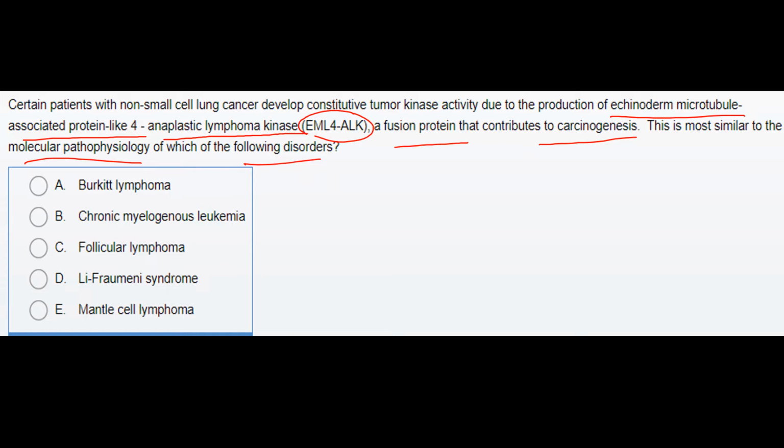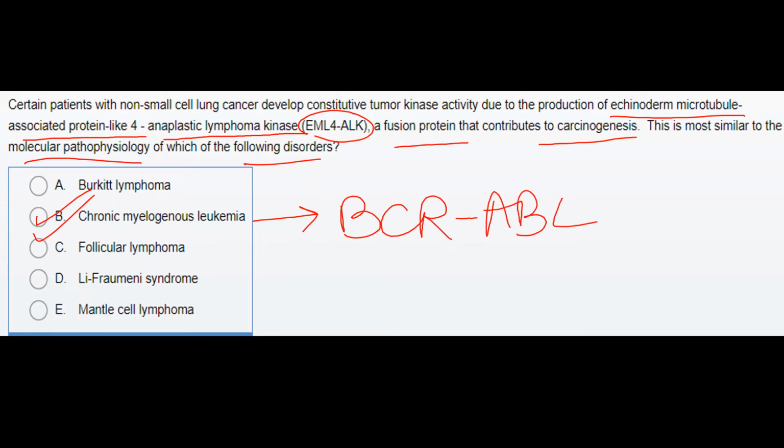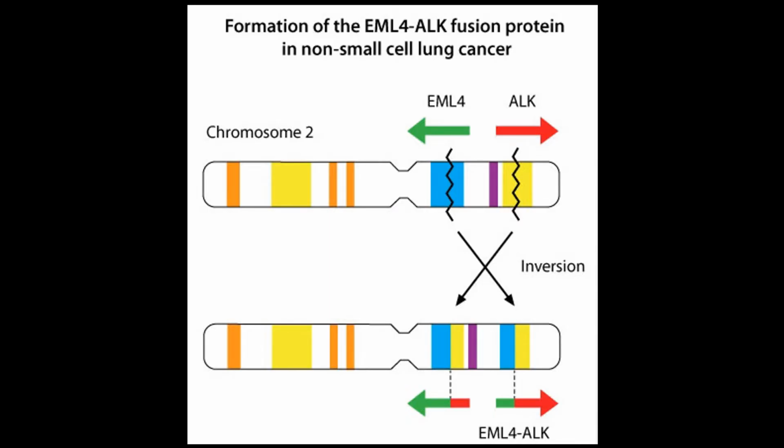So it is most similar to the pathophysiology of chronic myelogenous leukemia, where there is also the formation of the fusion protein BCR-ABL. Thus, the answer to this question is B. Now, this slide demonstrates the formation of the EML4-ALK fusion protein in non-small cell lung cancer.